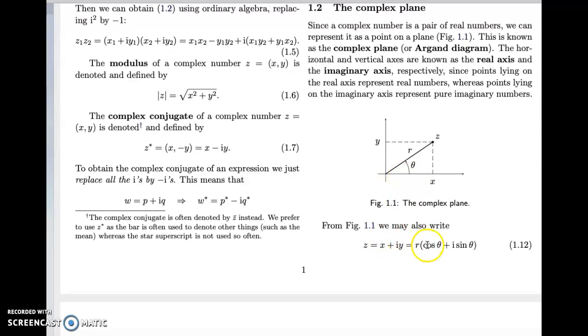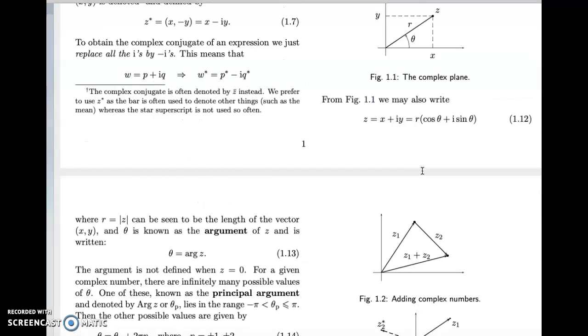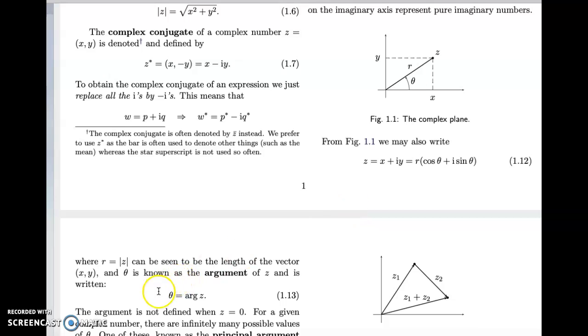So using simple trigonometry, we can relate the length, the modulus of a complex number, r, to x and y using Pythagoras, and also to x and y using trigonometry, where we've got the angle theta here. This angle theta is known as the argument of a complex number, and is written like this: theta equals arg z.